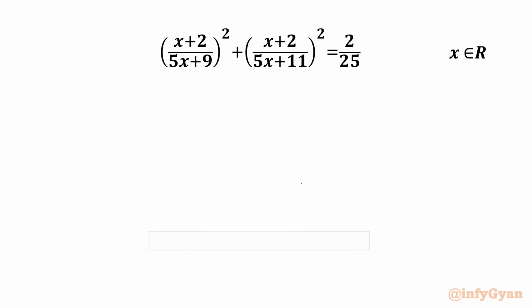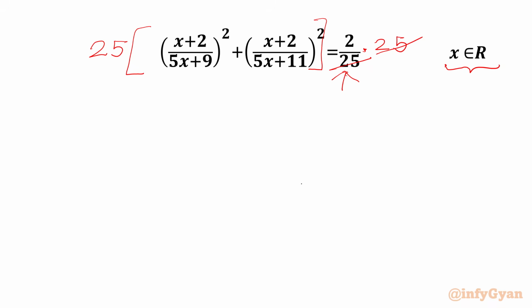Let's solve this amazing rational equation for the real values of x. We have 25 in the denominator of the right hand side. To cancel this 25, I need to multiply our equation by 25 on both sides. So let's multiply 25 on the right hand side. Now we can cancel the denominator 25.